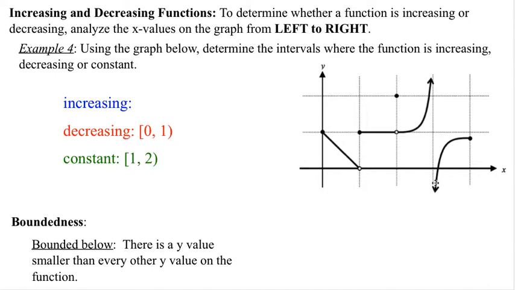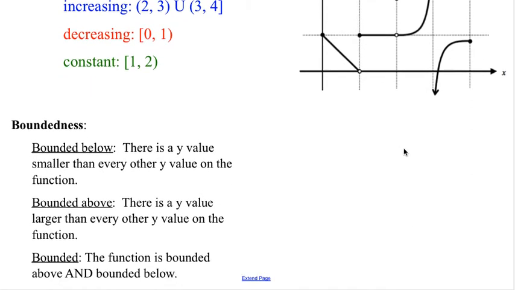And then from 3 to 4, we're increasing again. So increasing on the interval from 2 to 3 and 3 to 4. So you're just looking at what's happening with your x values.